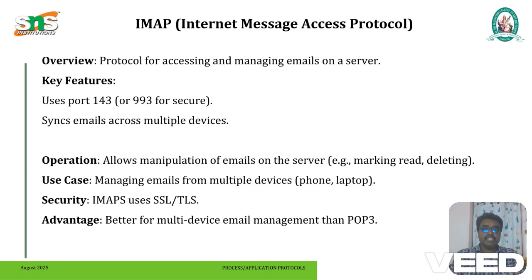Next is the Internet Message Access Protocol. This protocol is used for accessing and managing emails from a server. The default port for IMAP is 143, and 993 for secure. It syncs mail across multiple devices. We might have configured our account on a mobile or a tablet PC, or we might use a normal desktop. We may use our account in several places, so IMAP helps us sync our mails across several devices. It also allows us to manipulate our emails on the server.